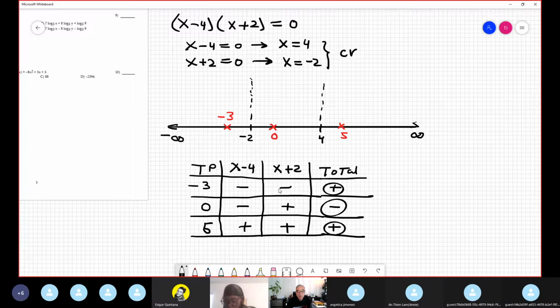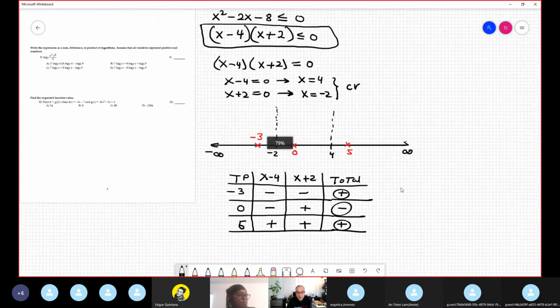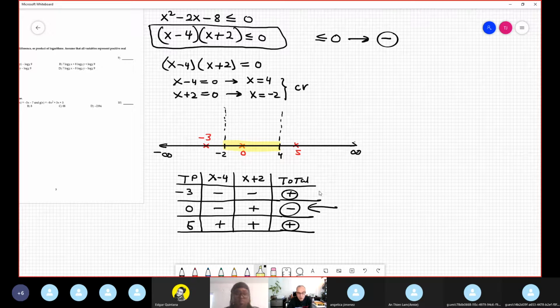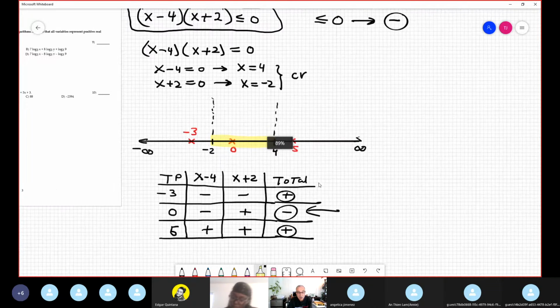We come back now to the original equation, or inequality, sorry. There you saw that it's less than or equal to 0, and that means it's negative. And negative is this one. So the only testing point that passes the test is 0. So this is the solution. This interval is the solution. What about the endpoints? Do they belong or not belong to the solution? They belong. How do you know?